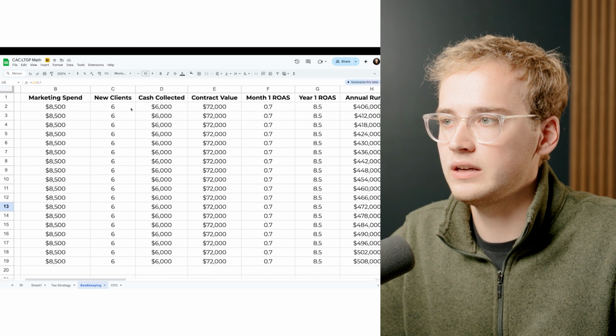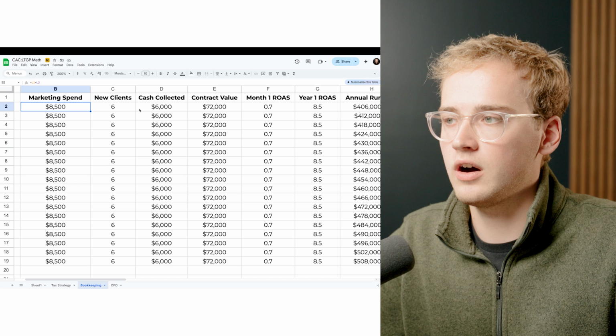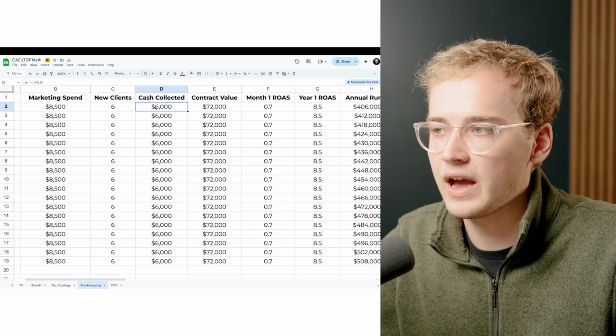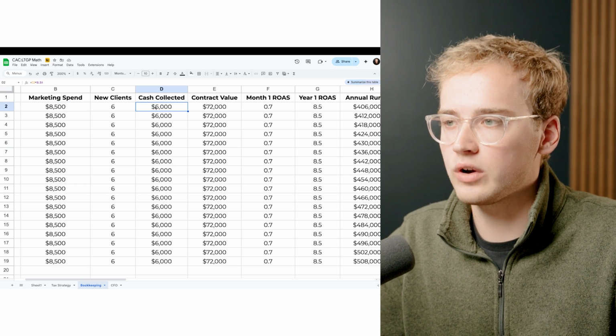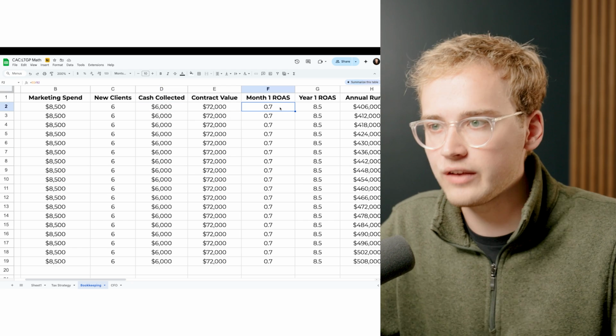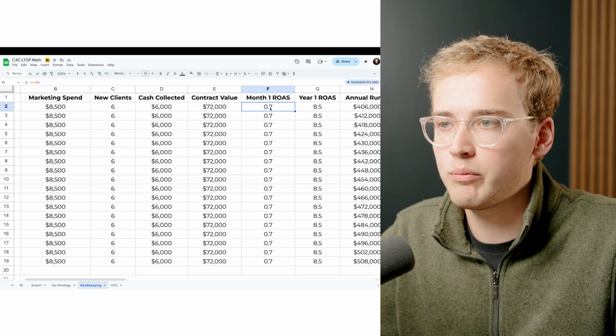Because we're spending $8,500 a month on marketing to make $6,000 in new cash, okay? So technically, we're not covering our cost fully until month 2. You can see that here in the month 1 ROAS, right? So our return on ad spend is about 0.7.